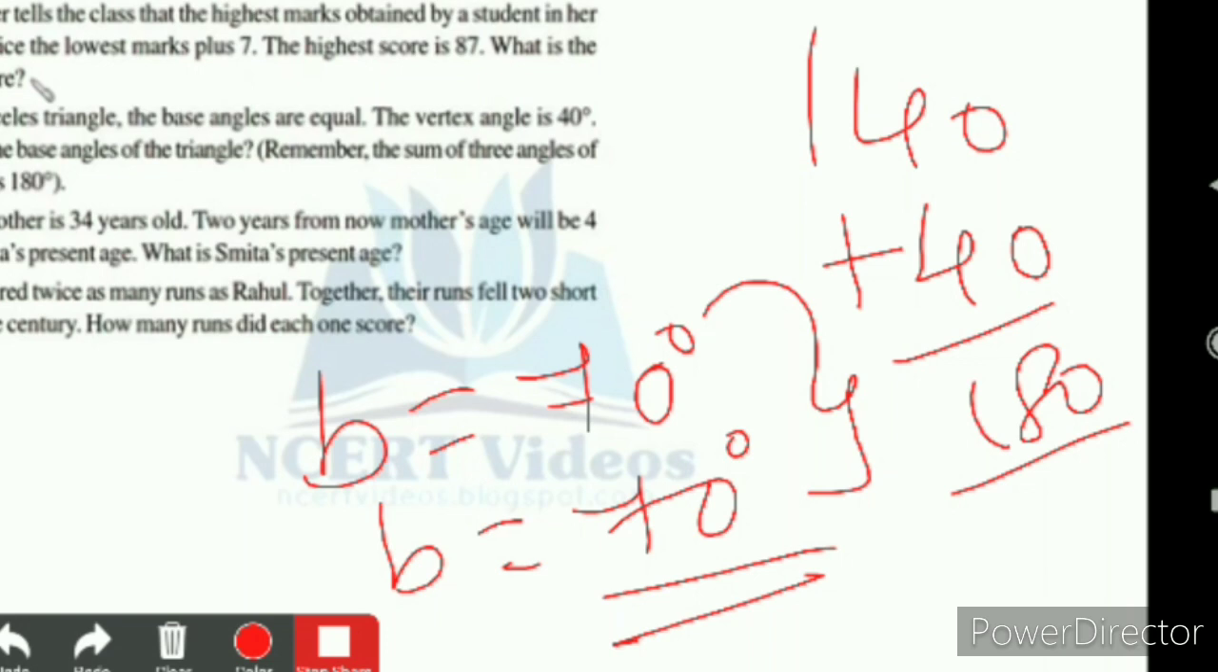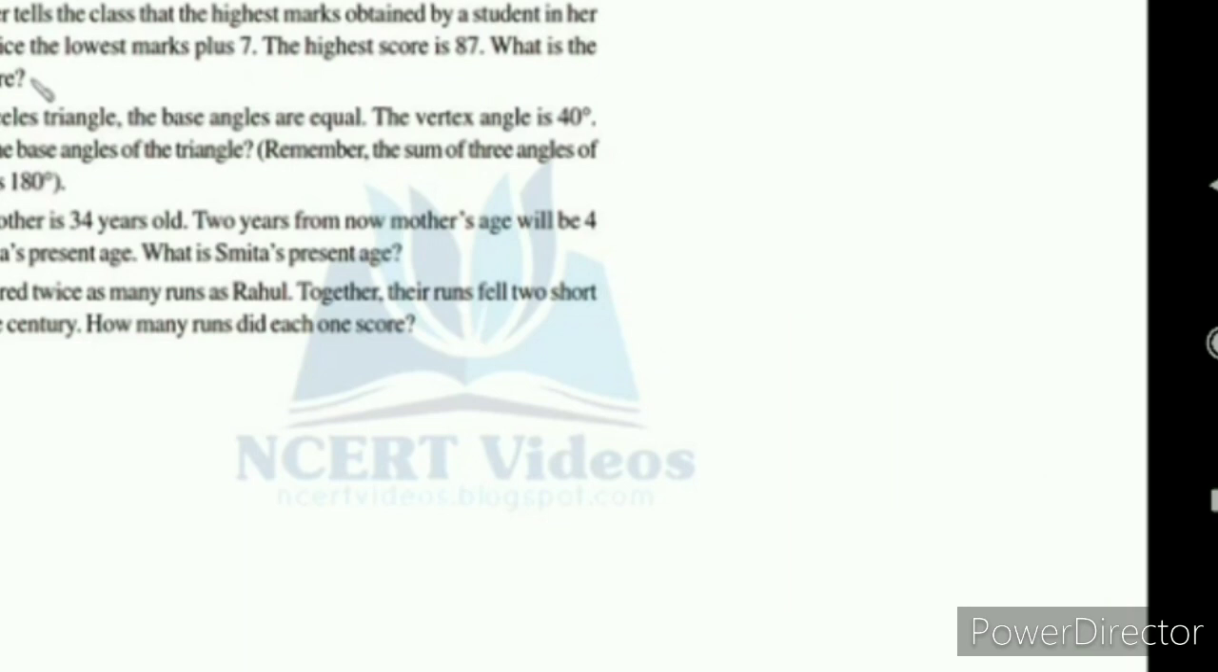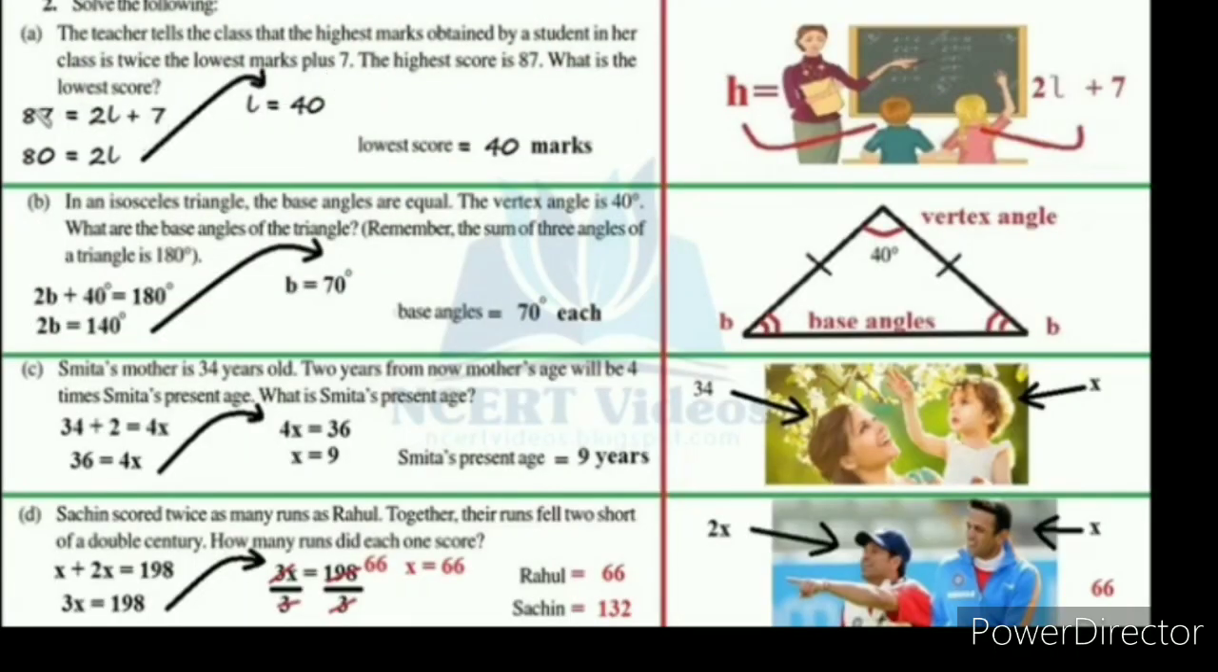Understand, children? Copy down this solution. This is for reference. If you want, you can write the explanation I did directly.